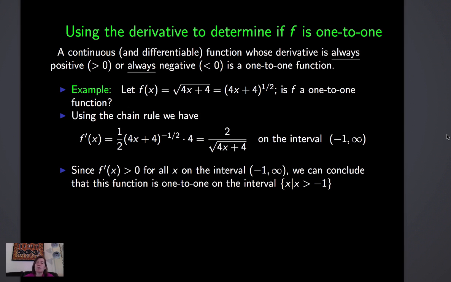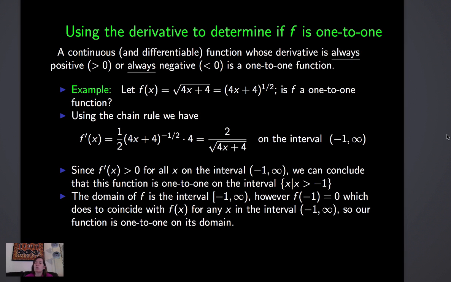So therefore this function is one-to-one on that interval, and the domain contains one more number, -1, but f of -1 is 0, so this doesn't coincide with f of x for any x in the interval from -1 to infinity, so we can conclude that our function is one-to-one.